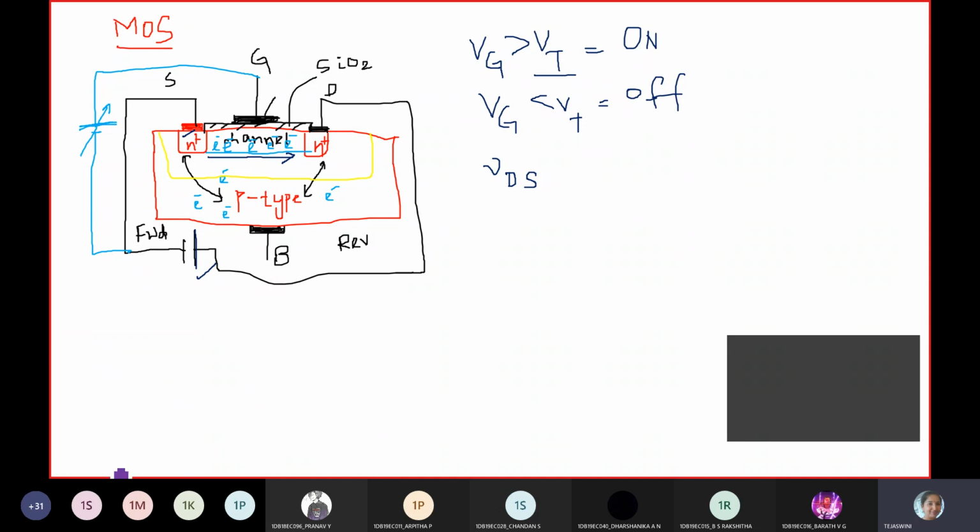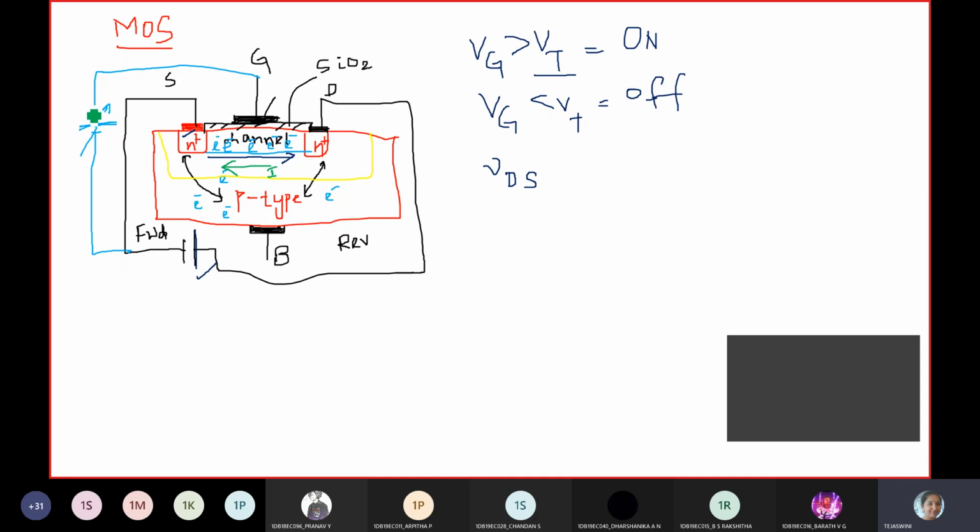Let me represent it in a different color. The current direction will be from drain to source. Always remember, the current direction will be the reverse of the electron flow. The electron flow direction is from source to drain and the current direction is from drain to source. Is this clear now? Okay, so this is about the operation of MOSFET. This is not in your syllabus, this is just basic for you.